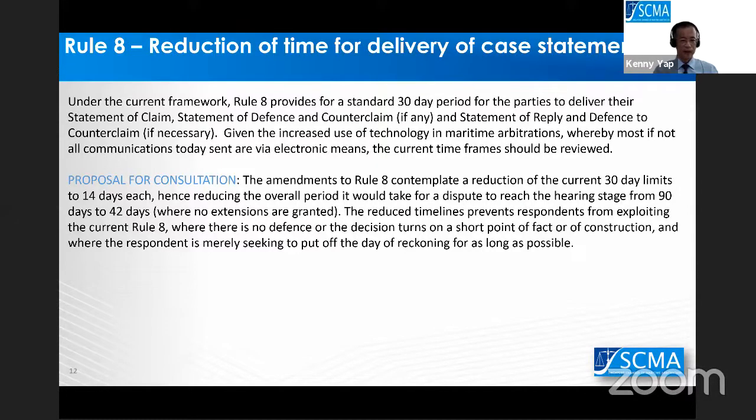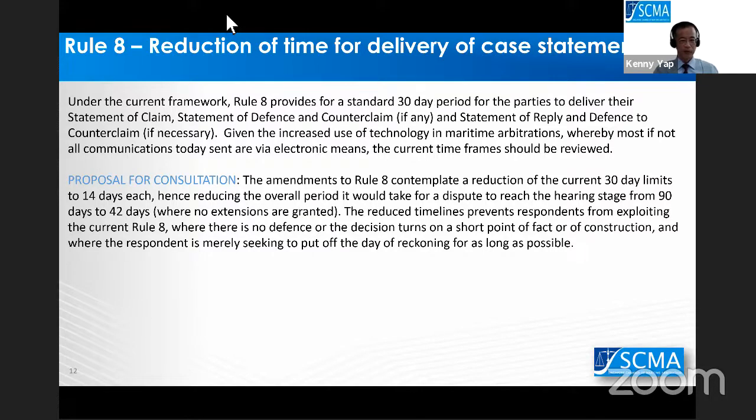Now, the reason for reducing the time period from 30 days to 14 days is to prevent delay in cases where the respondent basically has no defense or the issue in dispute turns on some short point of law or fact. So the whole idea is to speed up the process, and if necessary, for parties to apply for an extension of time as the case may be.